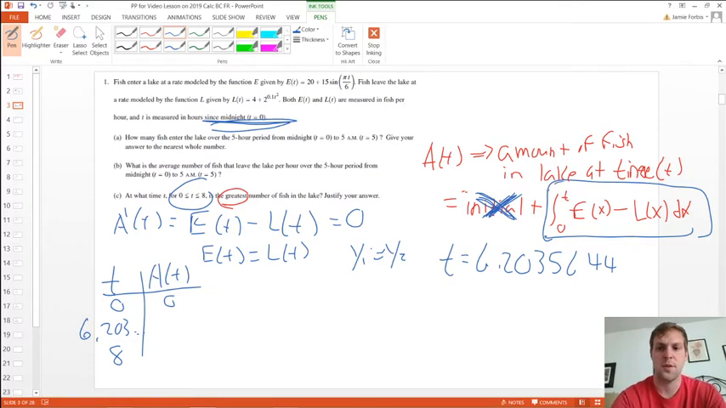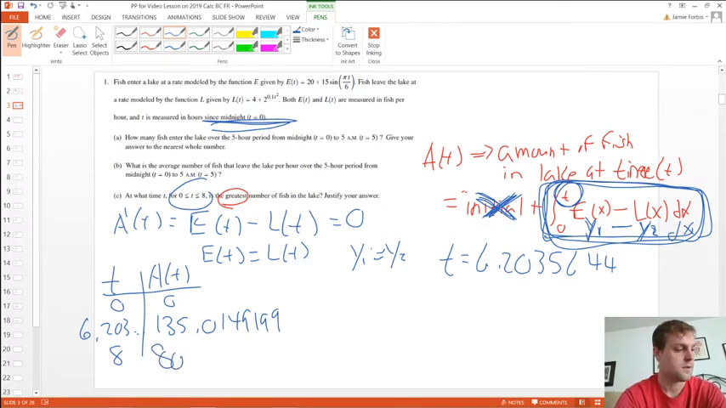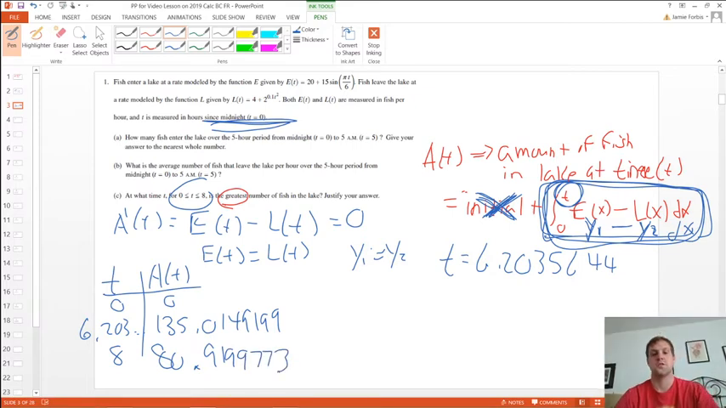Again, I plugged this into my calculator, and I did y1 minus y2 in the integral, and I did 0 to 6.2 and also 0 to 8. I plugged my input in for t. For 6.203, I got 135.0149199. And for time equals 8, I got 80.9199773.